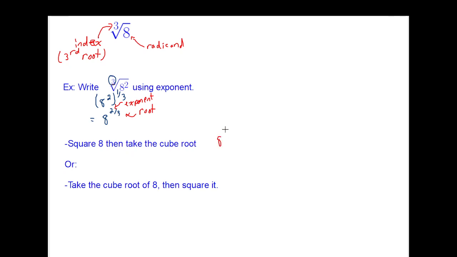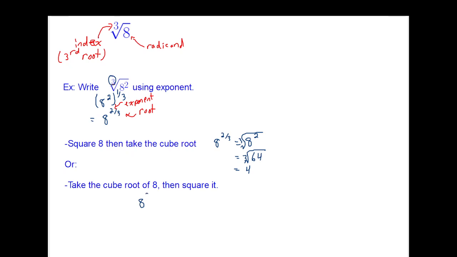Let's see, so 8, let me just change colors here. So 8 to the 2/3 we could write as 8 squared and then take the cube root. Well, 8 squared is 64, and then we could take the cube root of that. So the cube root of 64 is a number multiplied by itself 3 times that'll give us 64, and that number should be 4. So that was the first way that we could do it.